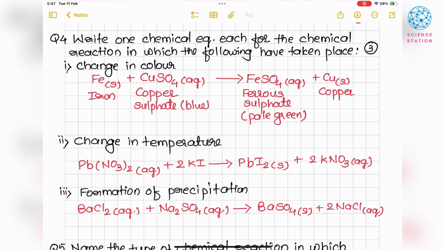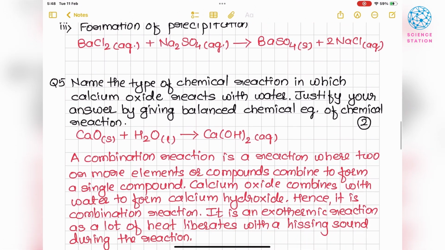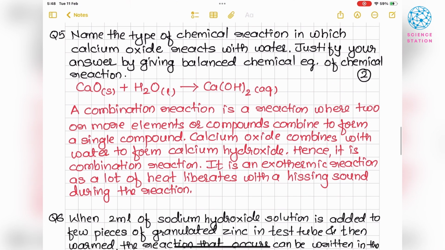Fifth question says, name the type of chemical reaction in which calcium oxide reacts with water. Justify your answer by giving balanced chemical equation of chemical reaction. So I can say CaO plus H2O gives Ca(OH)2. A combination reaction is a reaction where two or more elements or compounds combine to form a single compound. Calcium oxide combines with water to form calcium hydroxide. Hence, it is a combination reaction.